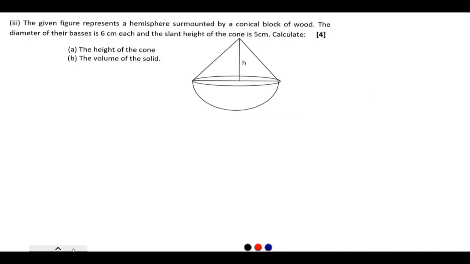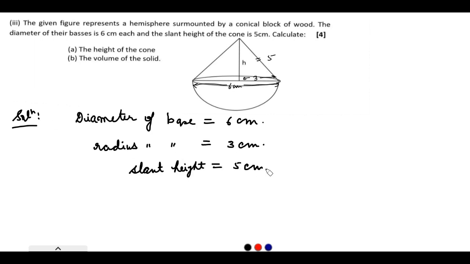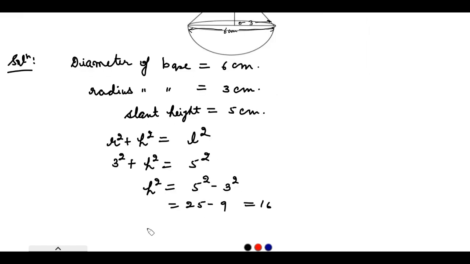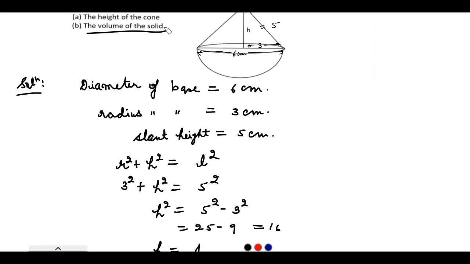Third part of this question, this is from mensuration. The given figure represents a hemisphere surmounted by a conical block of wood. The diameter of their bases is 6 centimeter each, and the slant height of the cone is 5 centimeter. Calculate the height of the cone. If the diameter is 6, it means radius is 3. Volume of the solid will be equal to sum of volume of cone and volume of hemisphere.